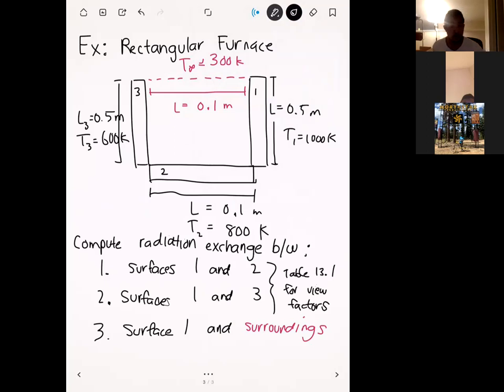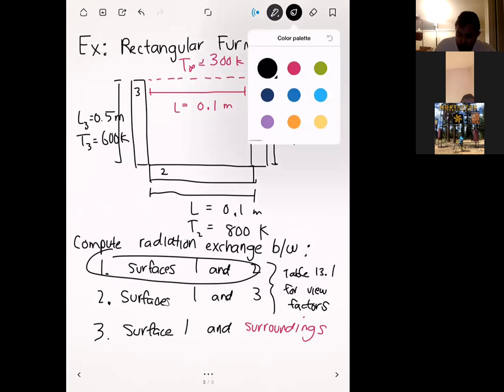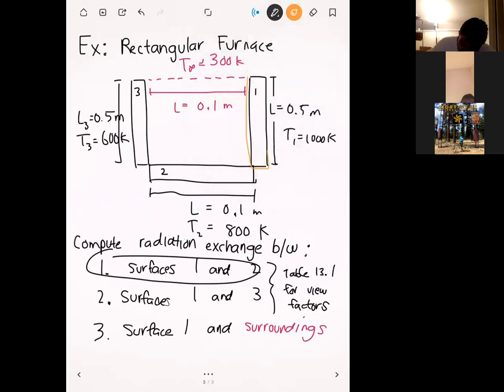So any questions on this so far? All right. Let's go ahead and start solving the problem, starting with surfaces 1 and 2. Let me highlight these surfaces here. Surface 1 is this one here on the right, and surface 2 is the one below it. Just by looking at this, it's a bit difficult to say what the view factor is. We're not able to solve this by inspection because it's a little bit complicated, so we're going to have to look these up in table 13.1.